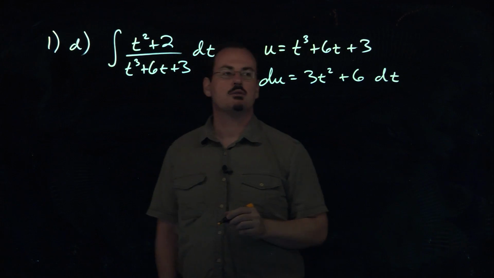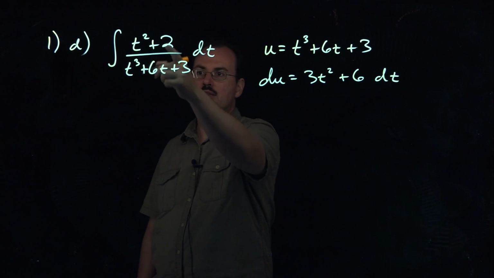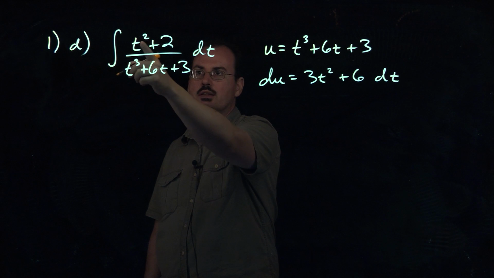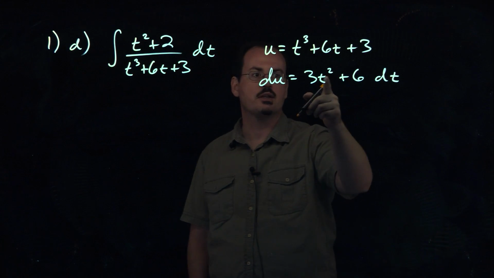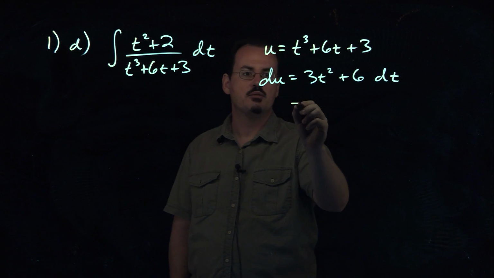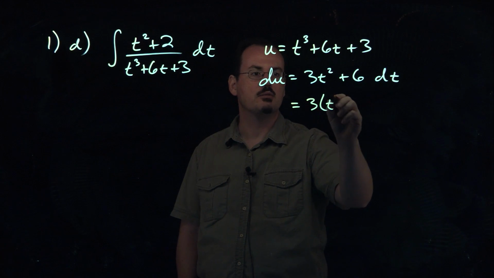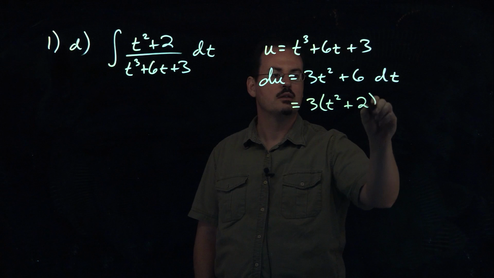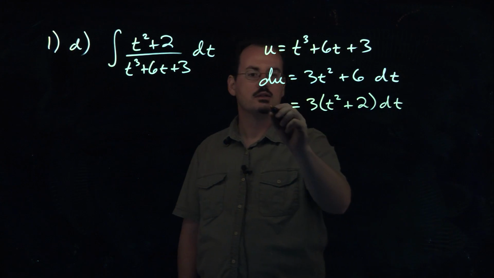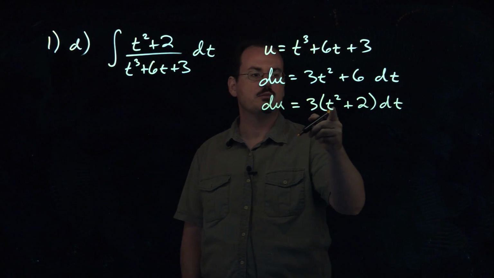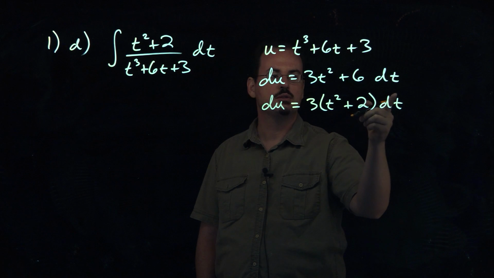So I have to look and see what I've got otherwise in the integral besides what I just did here. I've got a t squared plus 2 dt. Here I've got a 3t squared plus 6. Pretty close, and if I factor out that 3 there, it'll be exactly what I'm looking for. So du is equal to 3 times t squared plus 2 dt.